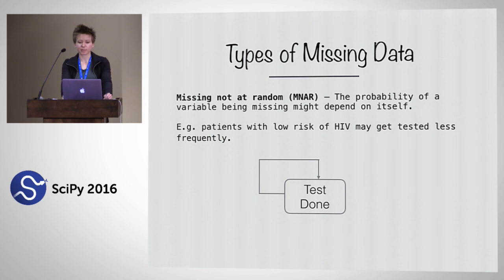The second type of missing data is data missing not at random. So this means that the probability of the variable being missing might depend on itself. So let's say I go in to get my blood pressure tested and I have normal blood pressure. Everyone in my family has normal blood pressure. I'm probably not going to get my blood pressure tested again for a while because it's not that important. Whereas if I have a test and I have high blood pressure, I'm much more likely to get tested frequently to see if that's something that's improving. So frequently, you might have missing data based on the type of data that you're collecting like that.